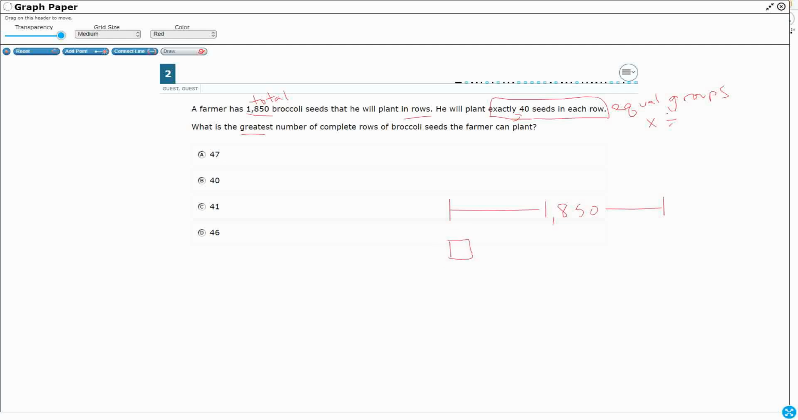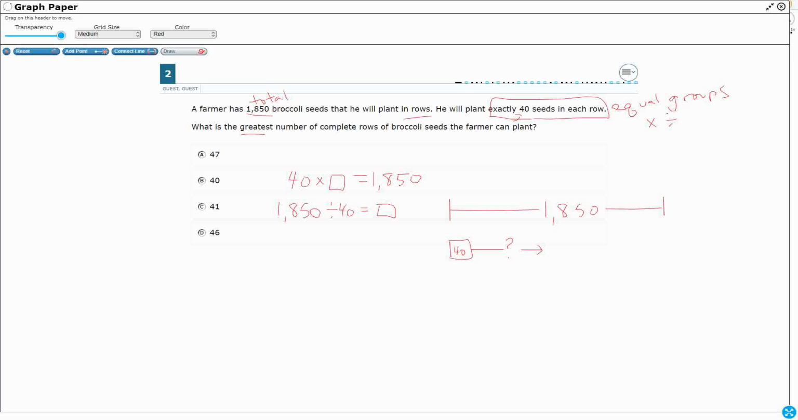So I'm going to represent that with the strip diagram. I'm going to put 40 here. The question is, how many 40s can I get in that 1,850? 40 and 40 is 80. Another 40 is 120. Another 40 is 160. How many 40s can I get? So we could do a multiplication relationship, but I'm not sure what 40 times what makes 1,850. So I think it's going to be better if I do division. 1,850 divided by 40 equals my missing number.